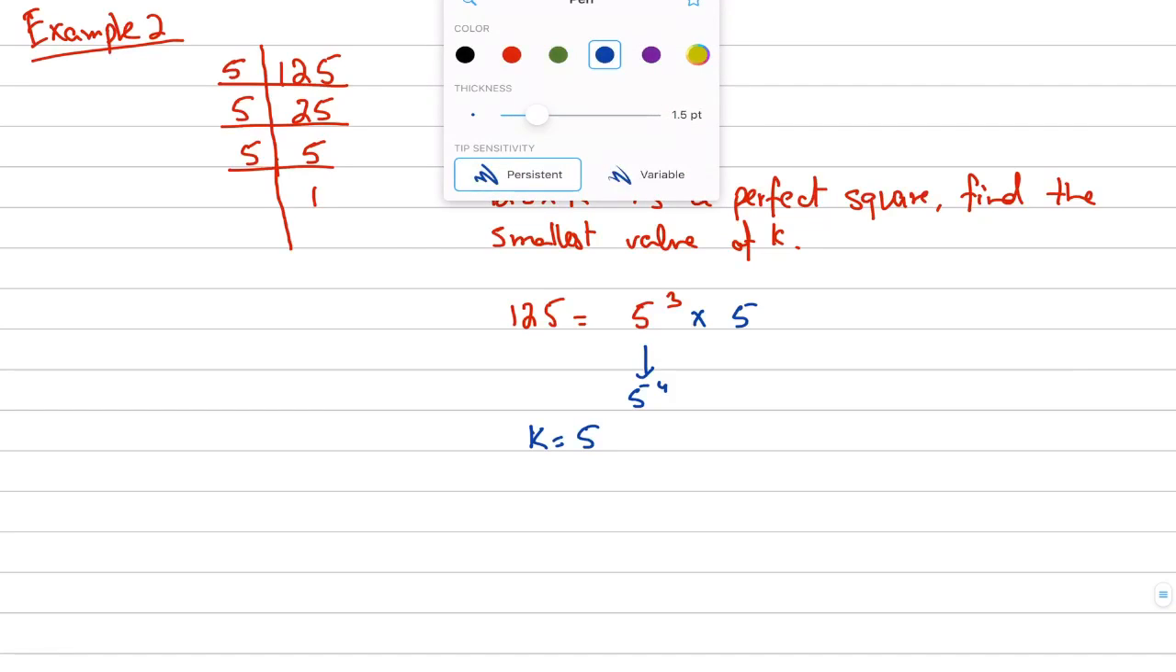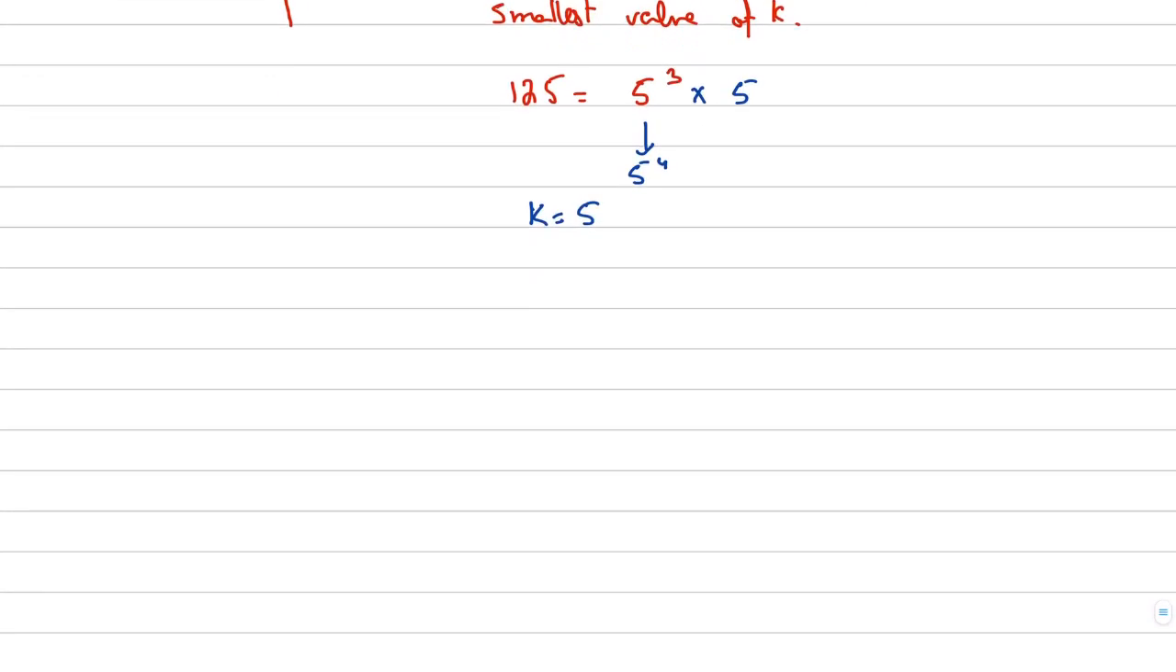Let's do one more example. Let's say the number here is 180. So if I write 180 as a product of its prime factors, let's see what that looks like. 2 times 90, 2 again, 2 times 45, and now 3, so 3 times 15, now 3 again, so 3 times 5, now 5 again, so 5 times 1.